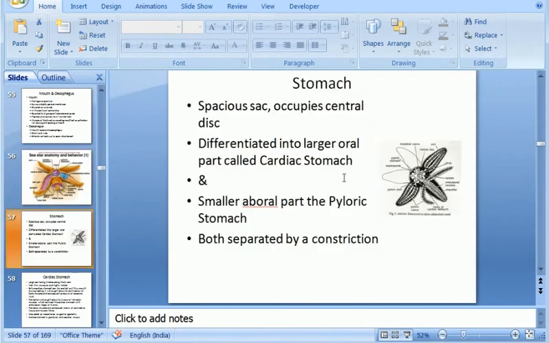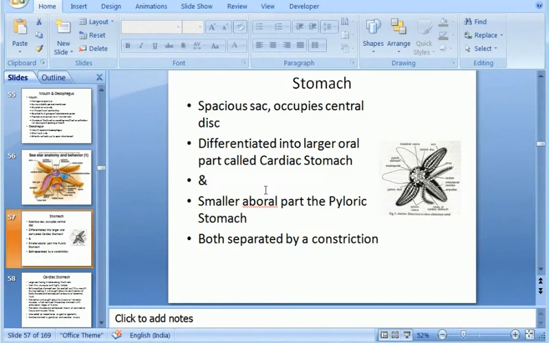So there is a mouth surrounded by spines, which leads into a short esophagus. The next part is the stomach. The esophagus opens into the stomach, which is a spacious sac and occupies most of this central disc. It is differentiated into 2 portions. The large oral part is called the cardiac stomach, and a smaller aboral part is the pyloric stomach. Both are located in the central disc, one above the other.